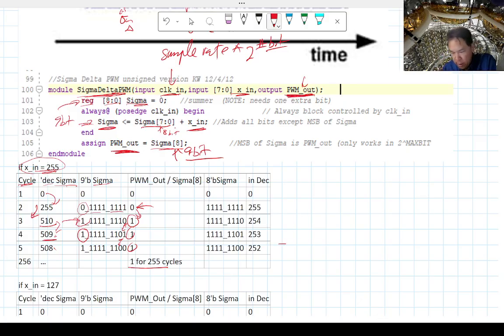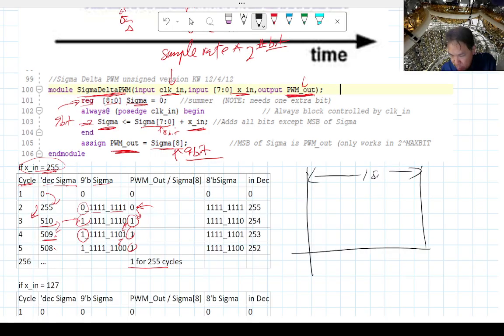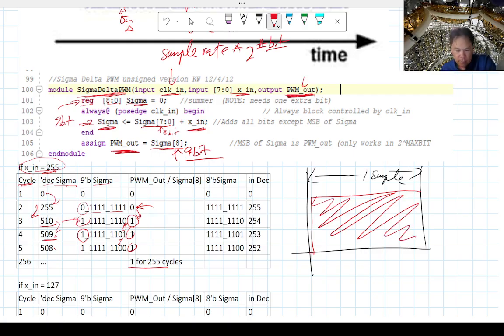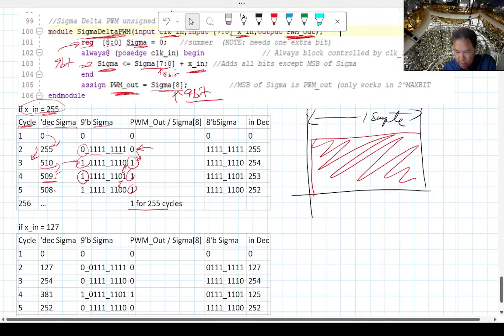So in this case, let's say this is one sample cycle, one sample. Let me erase this. I'm going to do that in black. So this is kind of the drawing. What happens is that the first cycle you're going to get 0, but then the rest you're going to get high. All right, hopefully that helps.